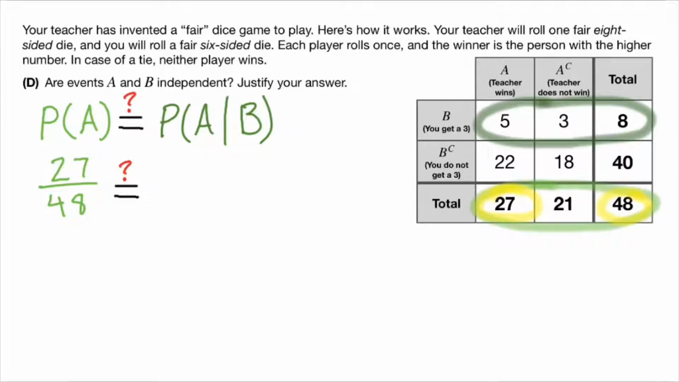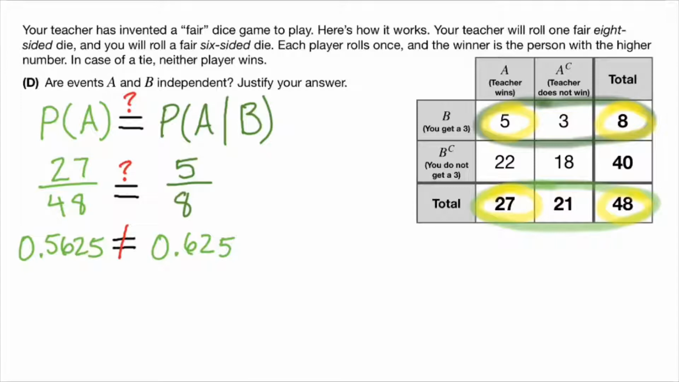So I'm going to be comparing 27 over 48 to 5 over 8 because there are 5 times that the teacher wins out of the times when you roll a 3. So A given B is 5 over 8. Now, I left the equal question mark with these fractions because if somebody told me to quickly determine if these two fractions equal, I knew that they're close. They're both bigger than a half, so I'm not real sure. So it's easiest to make this determination when they're decimals. So 27 over 48 is 0.5625, and 5/8 is 0.625, and those two decimals do not equal each other.